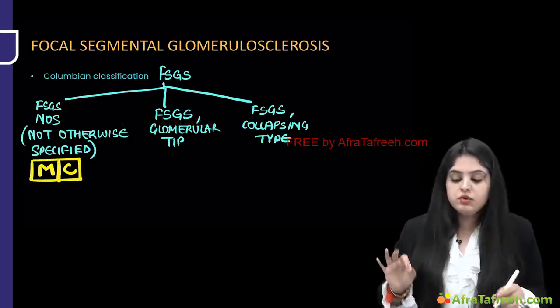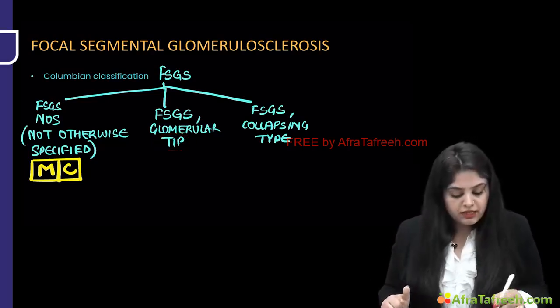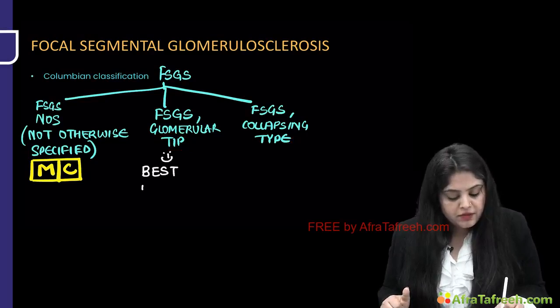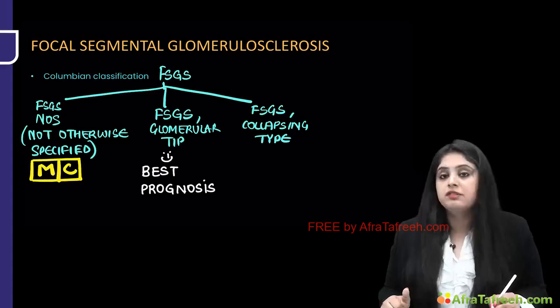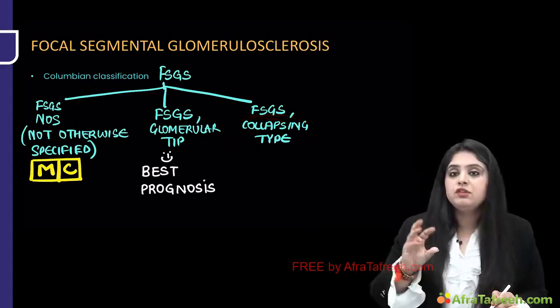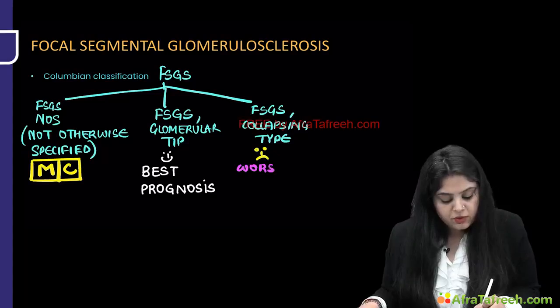Which of these is sounding good? When I said a little bit of the glomerulus is affected, that sounds like a good thing. So that is the one that is going to carry the best prognosis. Whereas when I say the glomerulus has collapsed, that sounds very bad. So that is of course going to have the worst prognosis.